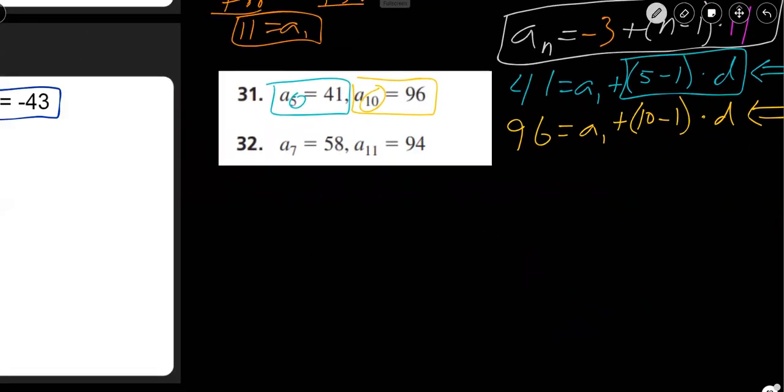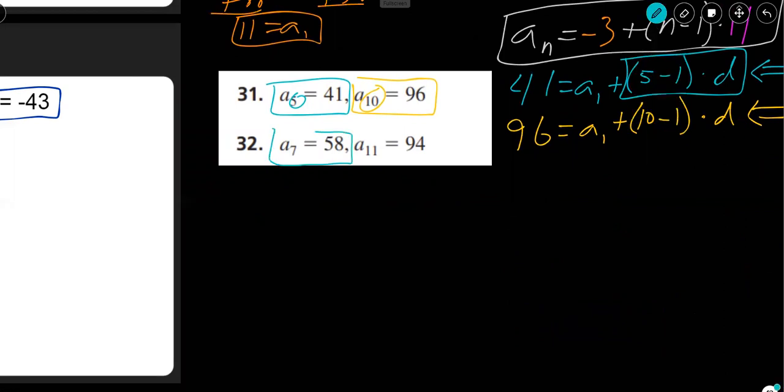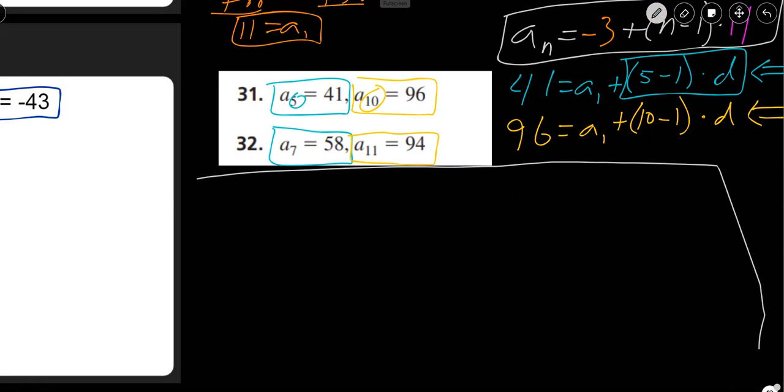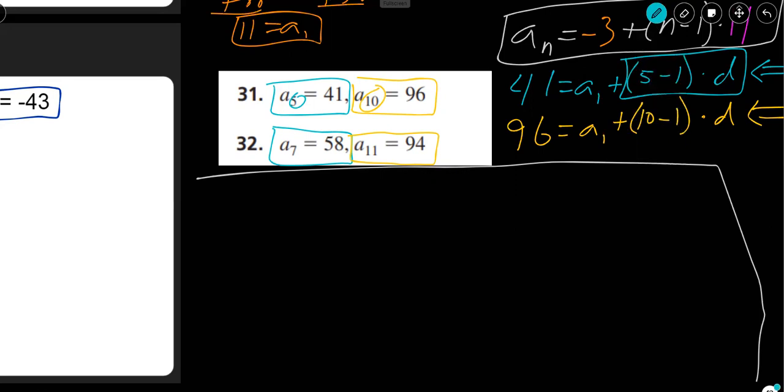We'll kind of speed it up a little bit. So again, we're going to create two equations. I'm just color coding them. The colors I pick have nothing to do with anything other than just showing the two separate equations. And I'll kind of section this off. All right, so again, I'm going to just set up my equations. I know that A7 is 58, so it's going to be 58 equals A1, which we don't know, plus n minus 1. Oh, but I do know my n value.